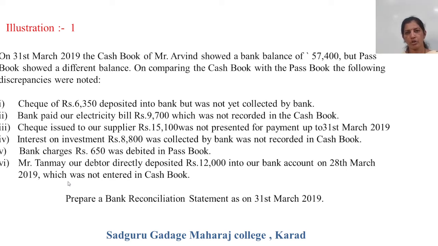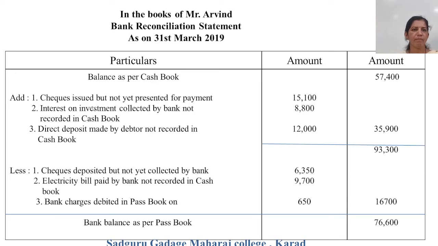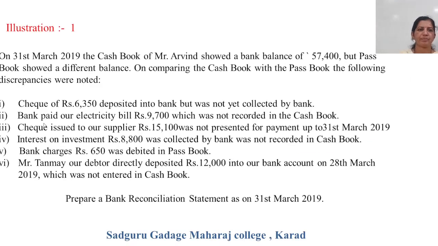If the transaction is recorded at the passbook credit side, then the second effect must be recorded on the cash book debit side, and this remains to be recorded. That's why this transaction is to be added in our bank reconciliation statement. See the second transaction, interest on investment collected by bank, not recorded in the cash book, value 8,800. Now, next transaction, bank charges rupees 650 was debited in passbook.